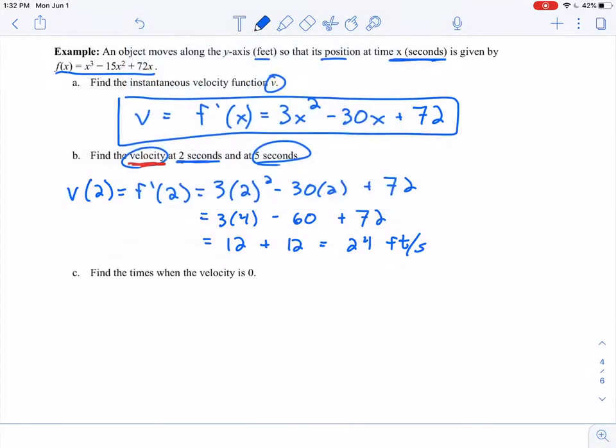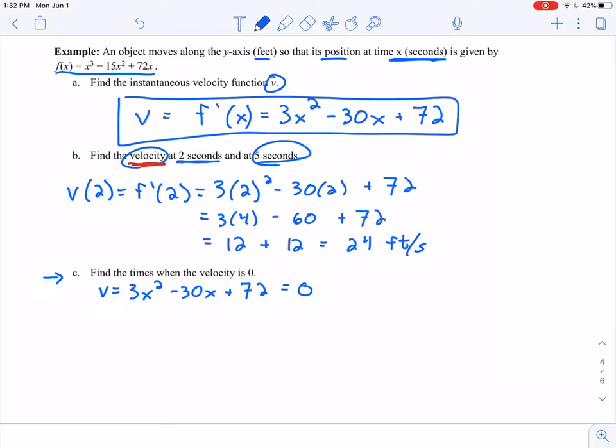But I want to talk about this last one here. It says find the times when the velocity is 0. So essentially this is saying, take your velocity function and set it equal to 0. Let's find when our velocity function is equal to 0. So I'm going to take my velocity function here. I've got 3x squared minus 30x plus 72. Set that whole function equal to 0.